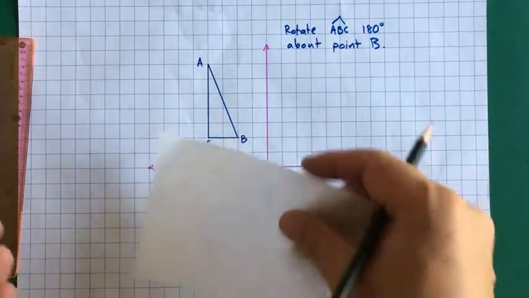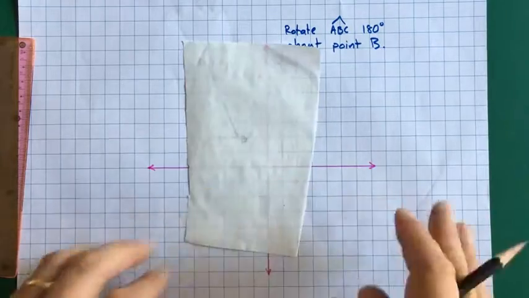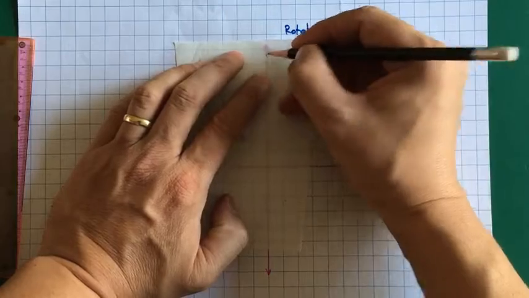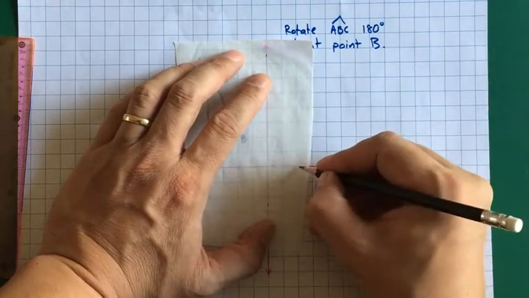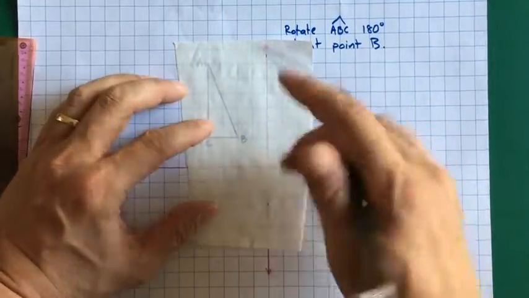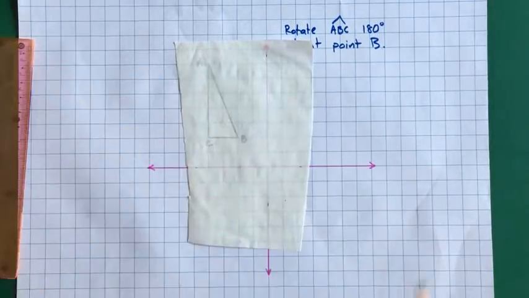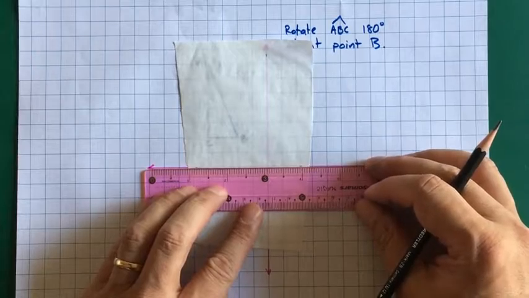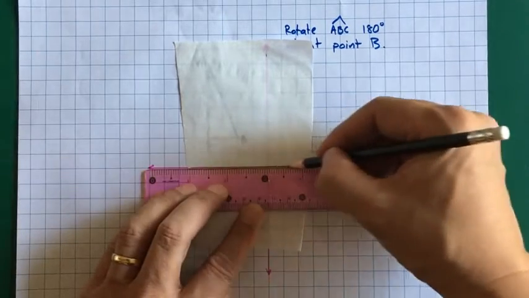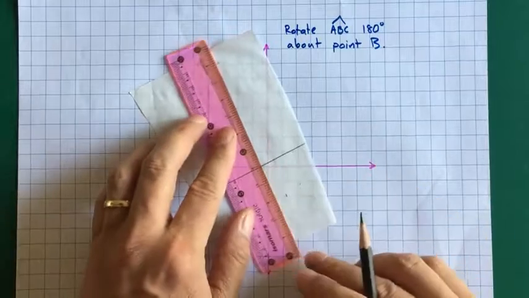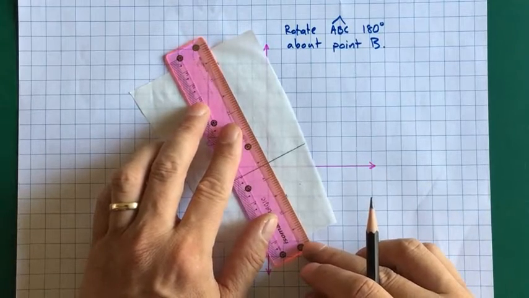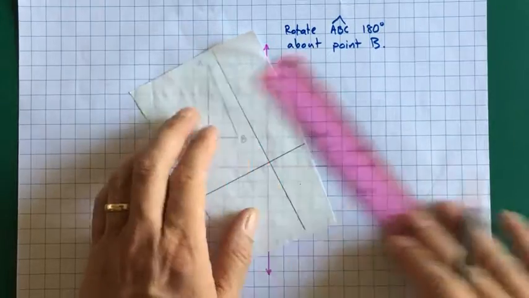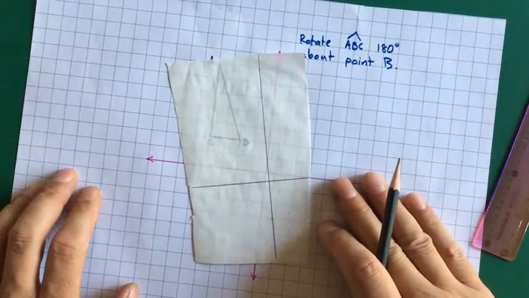A nice helpful tool is to use some tracing paper. The first job I like to do when I'm using tracing paper to do rotations is to draw a set of axes right on top of the tracing paper, because that's really going to help me carry out some accurate rotations. I just draw it on top, as accurate as I can. There's certainly no need to rush. So like this. That's my set of axes.